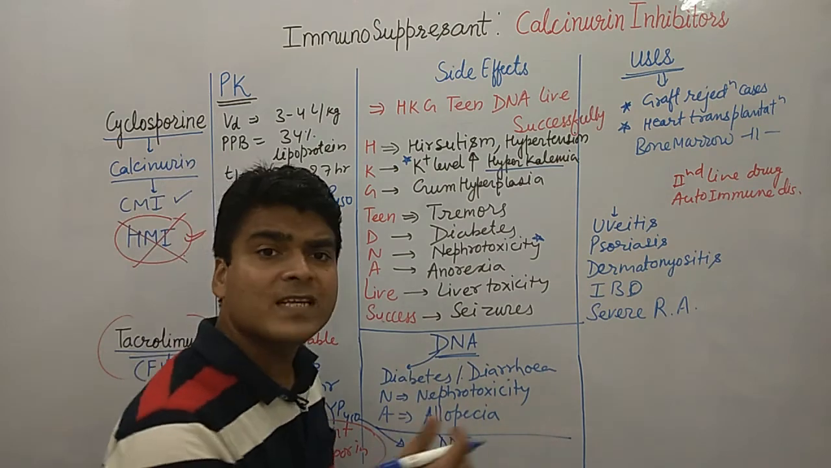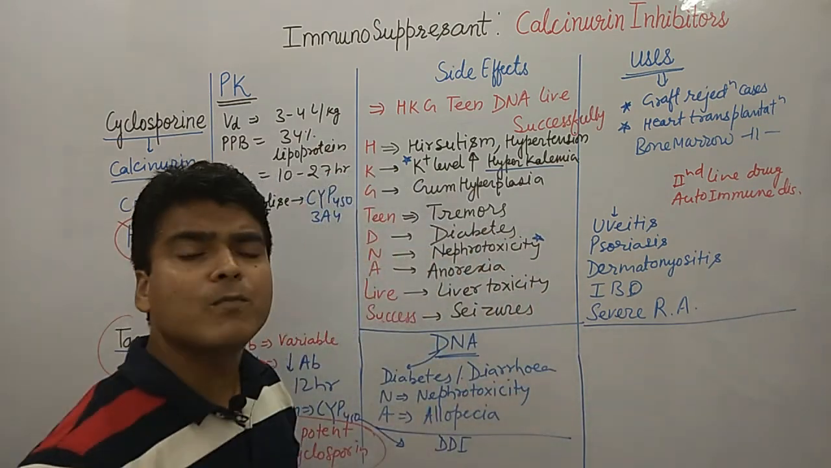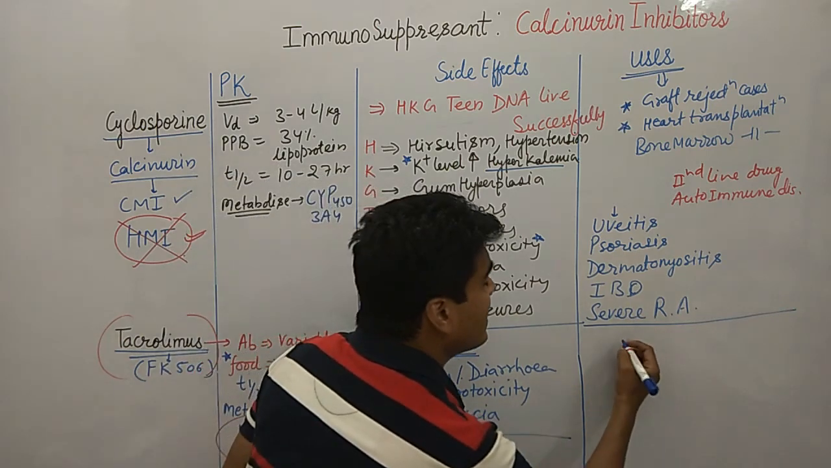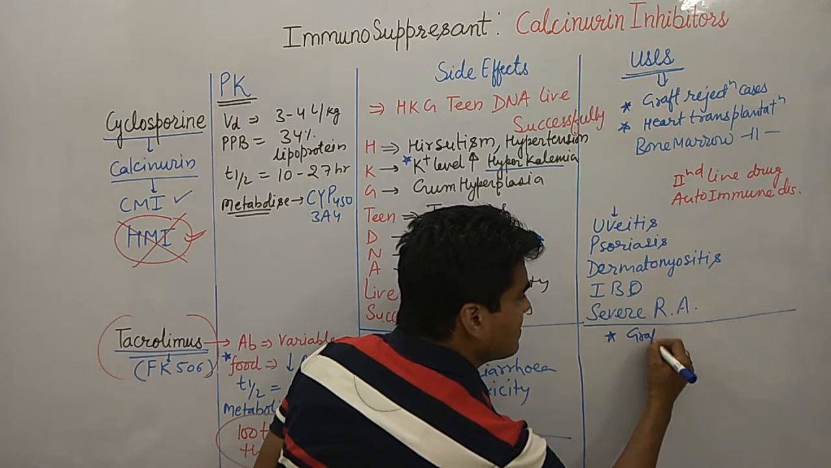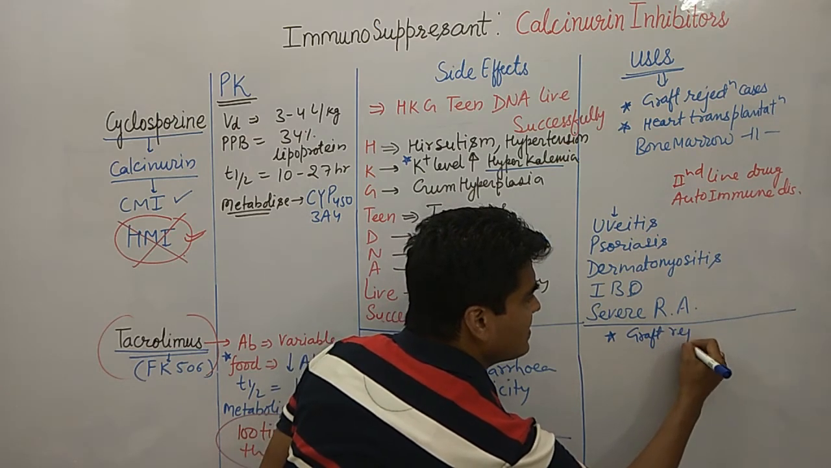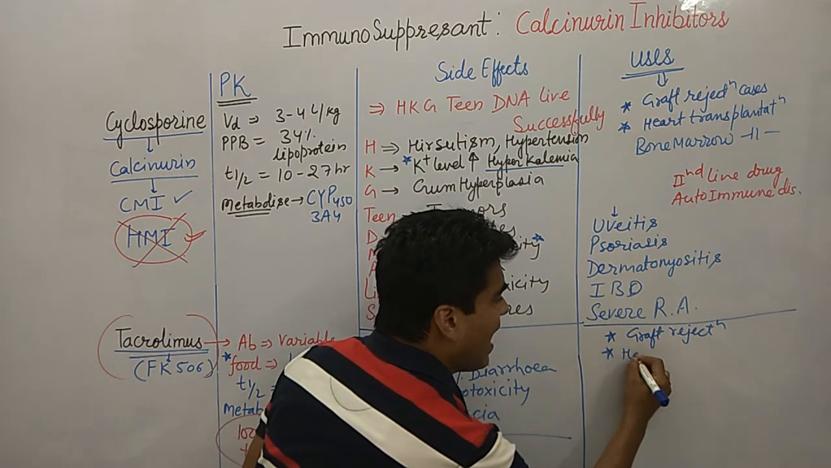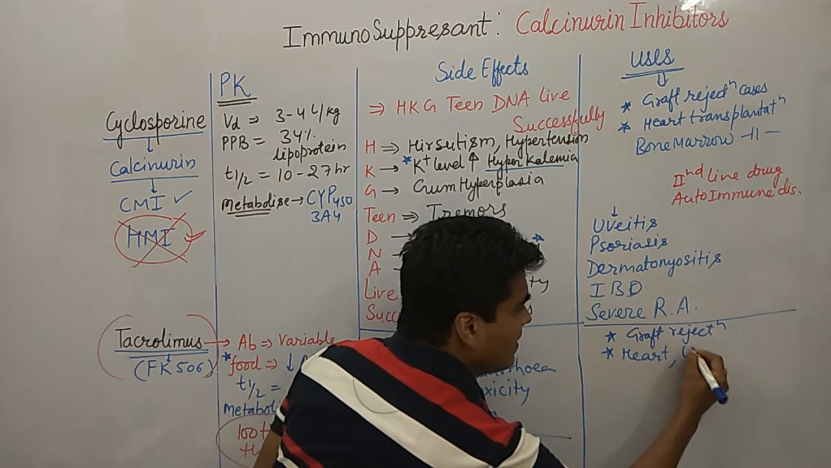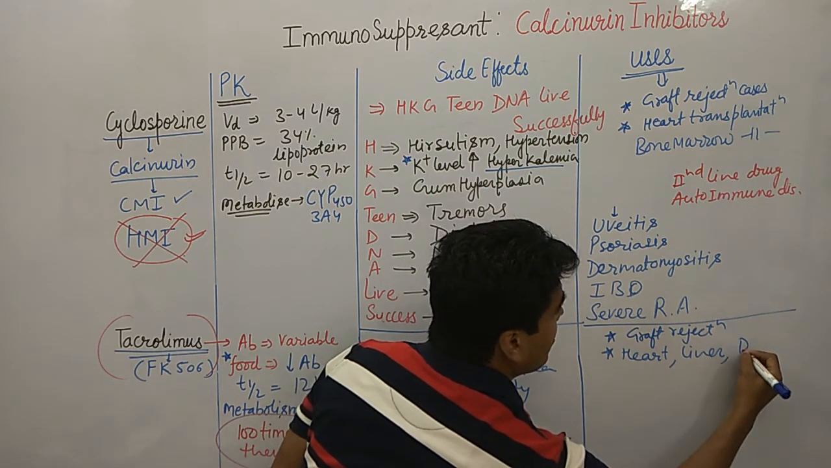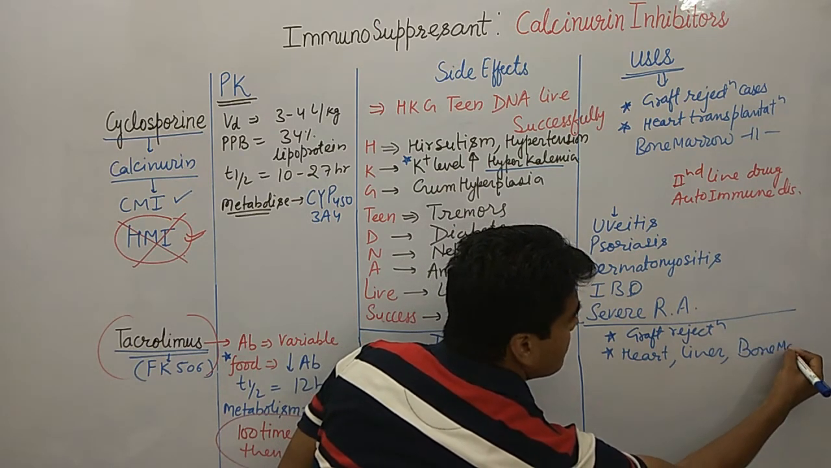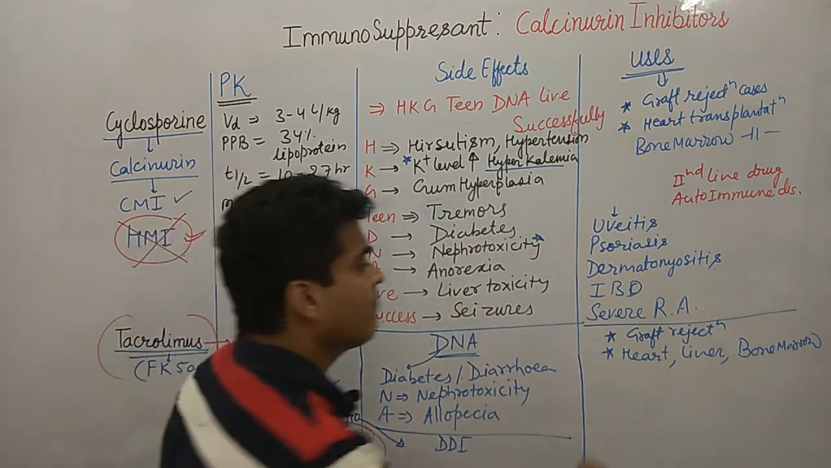So what are the uses of tacrolimus? Again, the uses are almost similar. Here we can use it in graft rejection cases, as well as heart, liver and bone marrow transplantation. Clear, everyone?